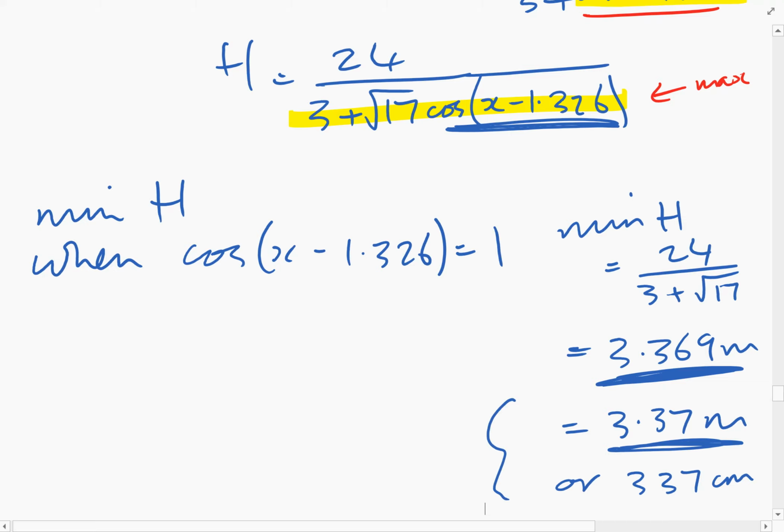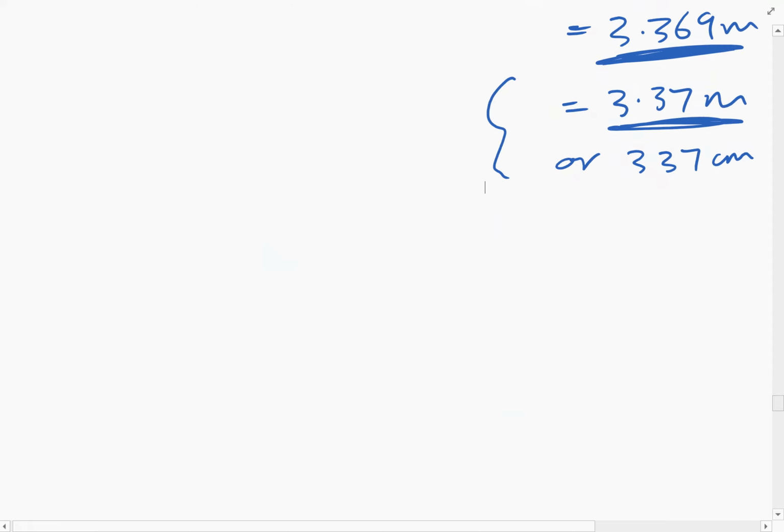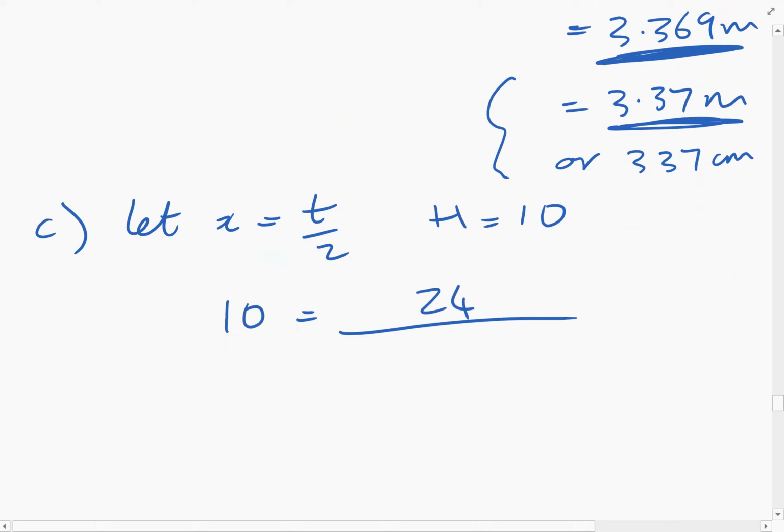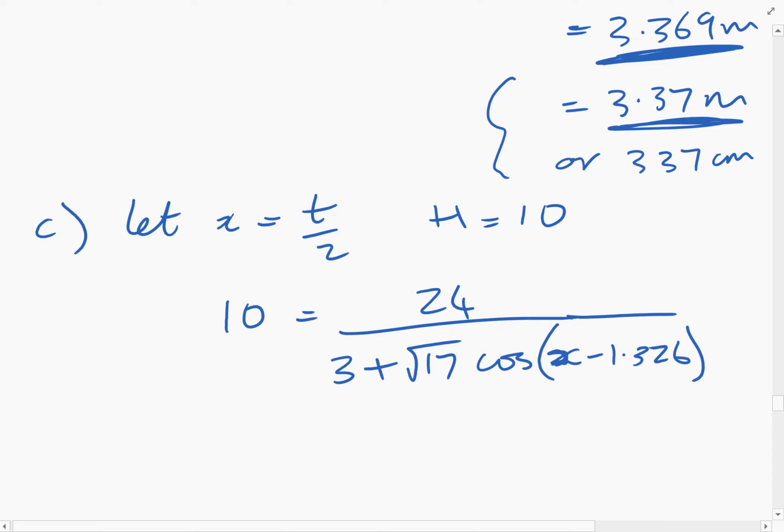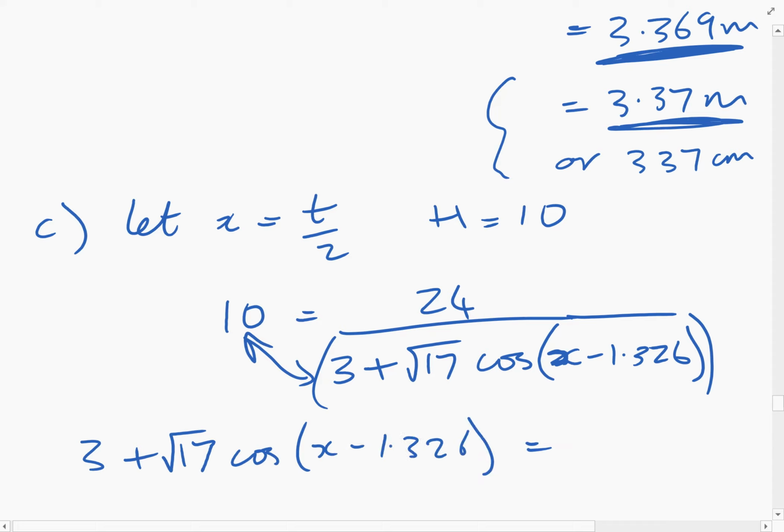Part C, it says find the value of t when h equals 10. So we just put h equal to 10. Let's still let x equal t over 2, and h is 10. So our equation would be 10 equals 24 over 3 plus root 17 cos x minus 1.326, keeping the same format as before, where we use our value from part A. Now we just need to rearrange this and find out what x is. I would swap these two around, really. You can divide by 10. So we've got 3 plus root 17 cos x minus 1.326 equals 24 over 10, which is 2.4.